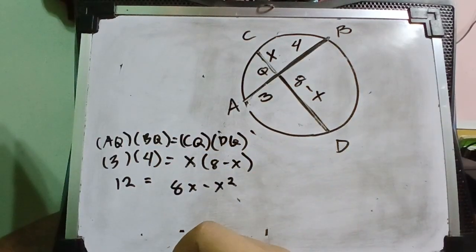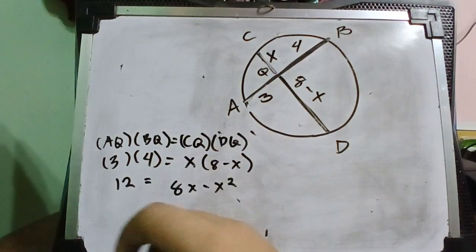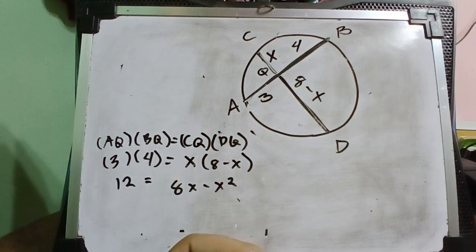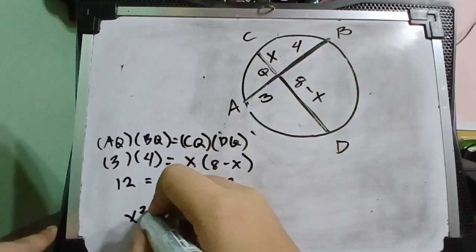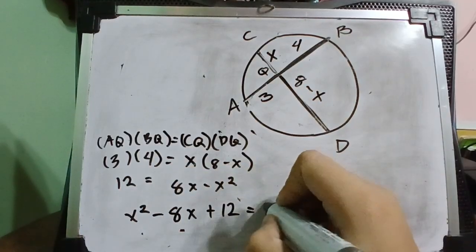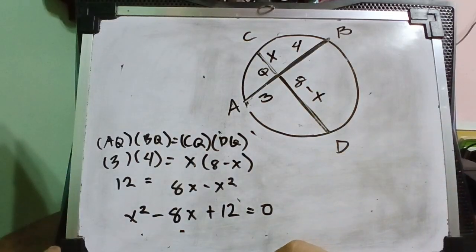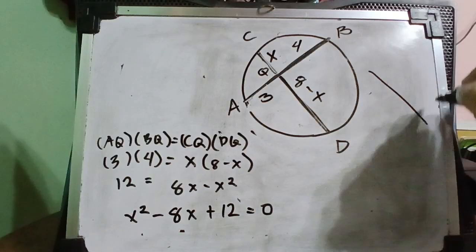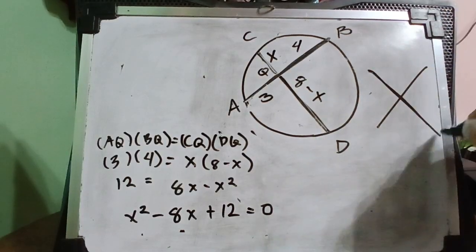So, pwede natin gawin dyan ay ilipat natin sila dito sa left side. So, magiging positive x squared minus 8x plus 12 equal to 0. So, pwede natin to siyang hanapin yung value. So, in order to do that, ganito lang gagawin natin.